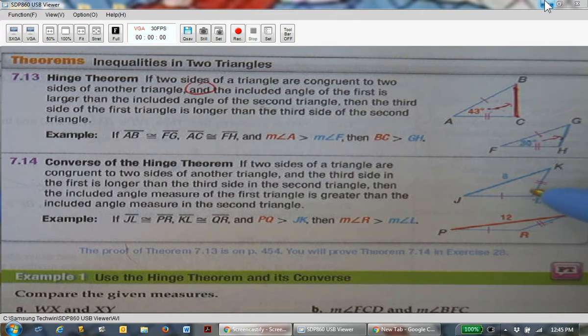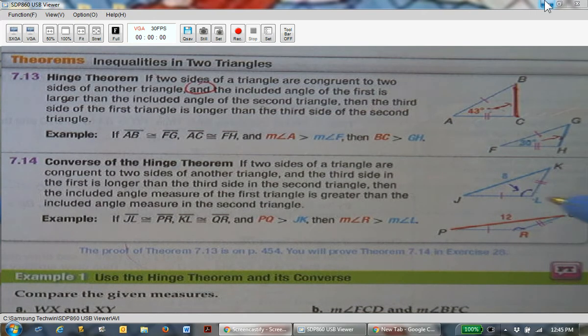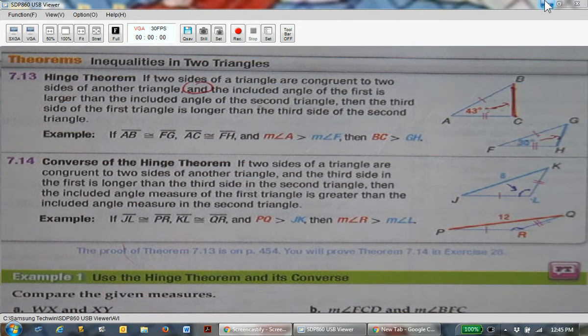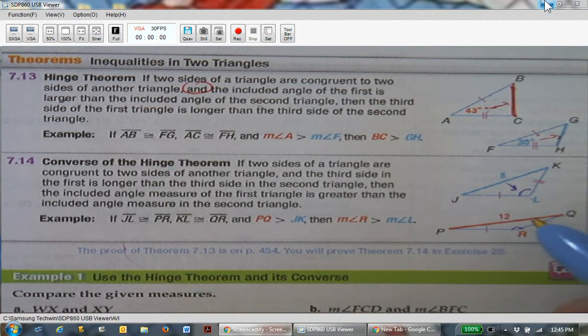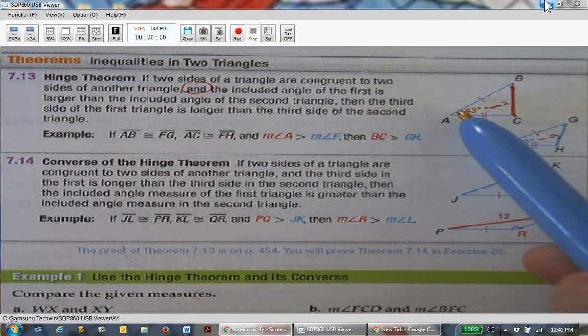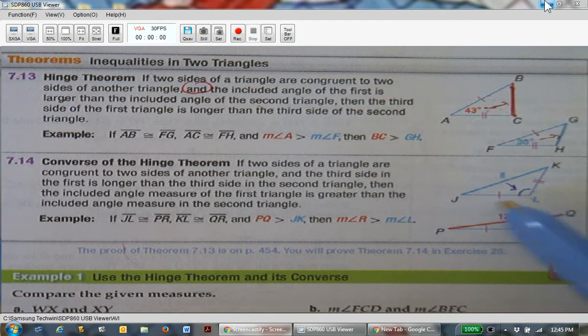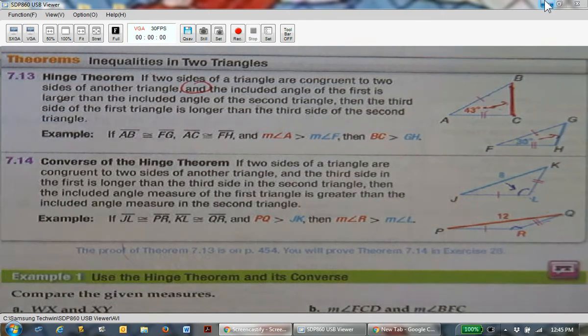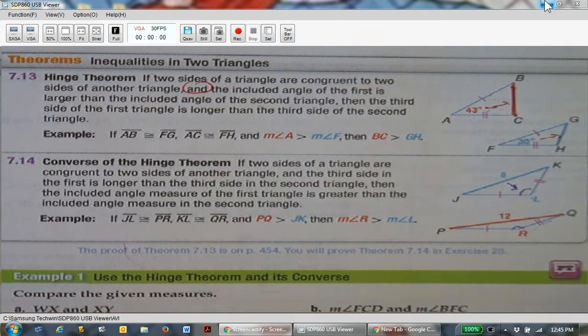So that means the angle opposite of that side, over here and here, L and R, who's going to have the bigger angle, L or R? L. No, R. Yeah, it's actually going to be R. So it's the opposite. If you have the bigger third side, the angle opposite away from it is going to be bigger. Okay? So this is the converse. Here it says that if you have the bigger angle, then you have the bigger side. Over here it says if you have the bigger side, then the angle opposite of that is going to be bigger. Okay? So it's almost the same sort of logic.